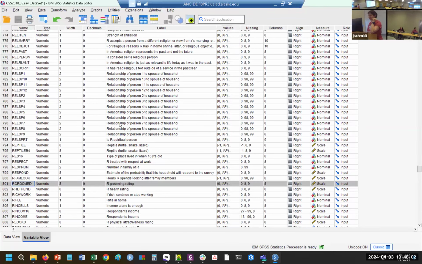So groom versus what? Number of siblings. Sibs, okay. So what's a hypothesis for that? Well, I thought that the more siblings you have, the less likely you are to be well groomed. Okay, yeah, you gotta fight for the bathroom here. So your dependent would be groomed, and your independent would be the number of siblings, yep.